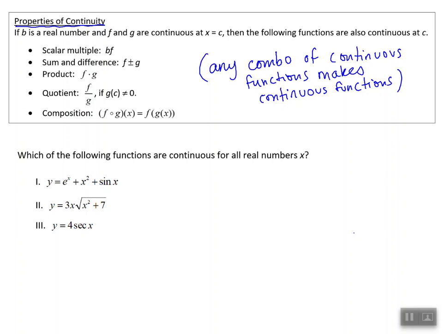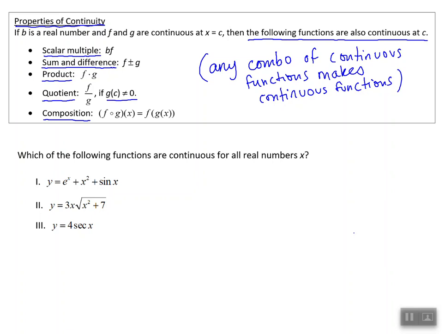You multiply a continuous function by a value, it's still continuous. You add or subtract two continuous functions, they're still continuous. You multiply two continuous functions, it makes a continuous function. You divide two of them, as long as the denominator is not 0, you get a continuous function. And you do the composition of two continuous functions, you still get a continuous function. The following functions are also continuous when we put together continuous functions.